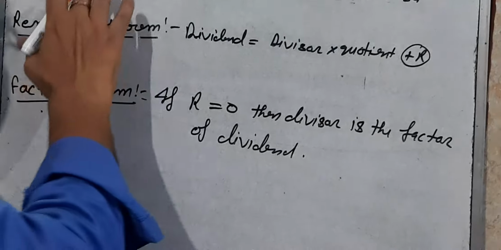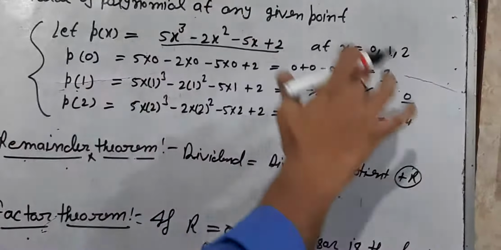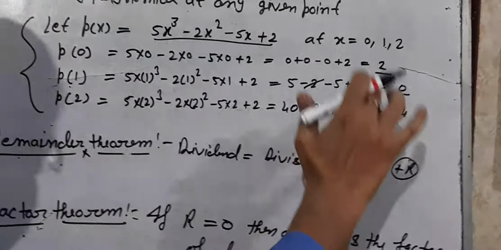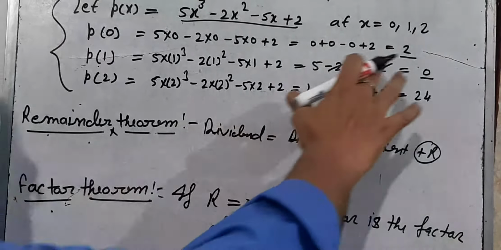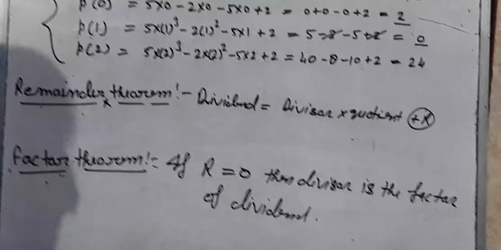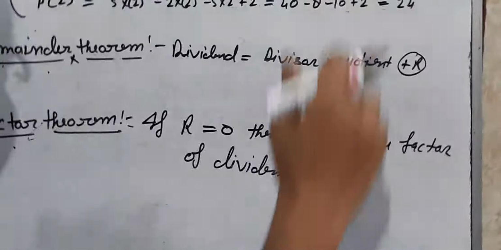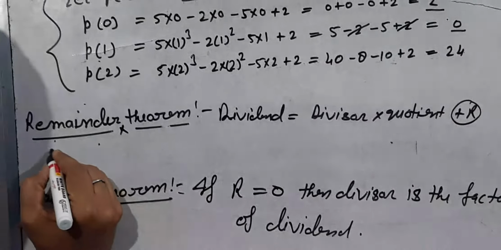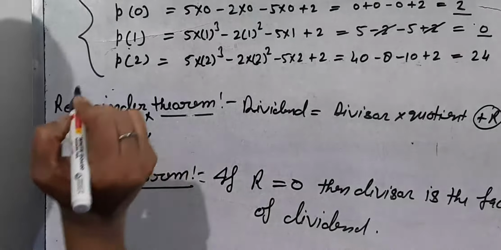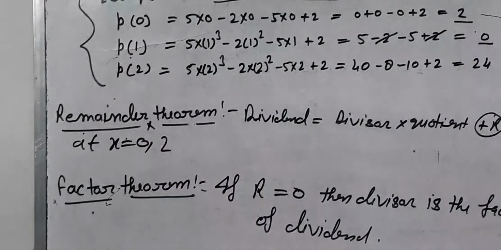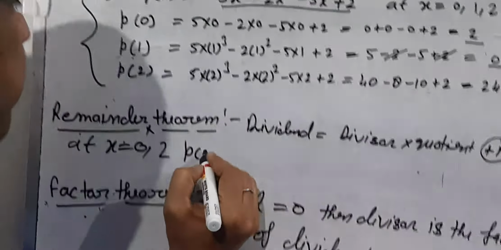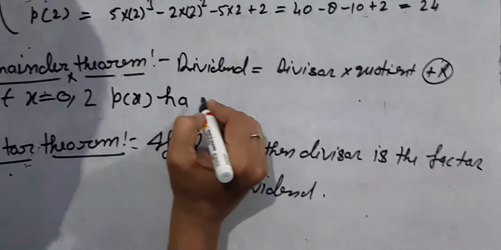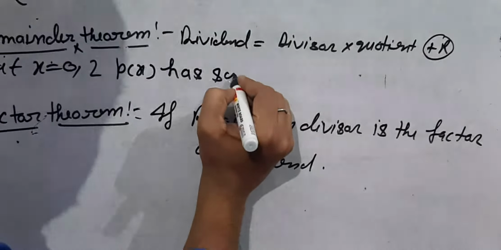Understood? Now, you put x equal to 0, value gives 2. You put x equal to 1, it gives value 0. You put x equal to 2, it gives 24. Here, the remainder is 2, and here the remainder is 24. It means at x equal to 0 and x equal to 2, p(x) has some value.